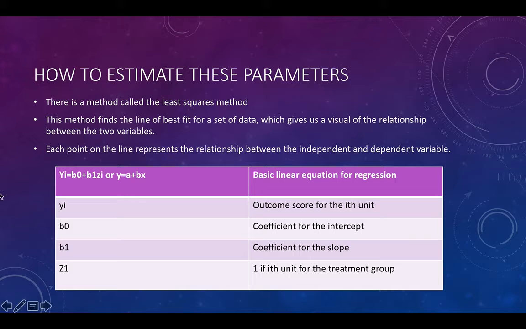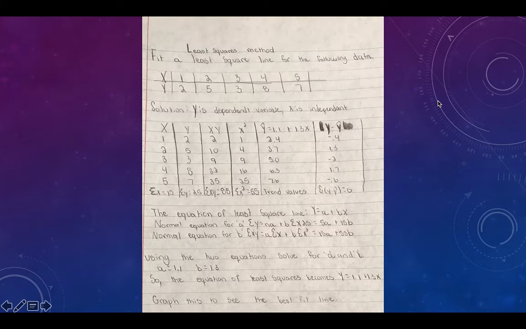And you can take a picture of this box, which is the basic linear equation for regression. And this is an example of how to actually do the least squares method problem. So you have this set of data x, y, where y is the dependent variable and x is the independent variable. So you put the x and y, x times y, and x squared into a chart or a table, and then you sum them up.